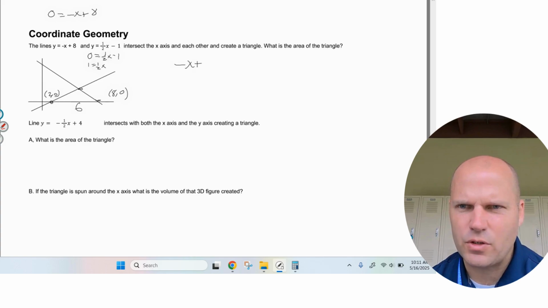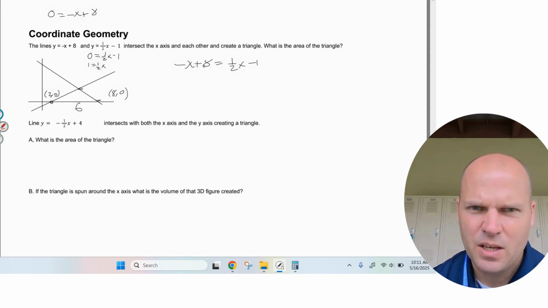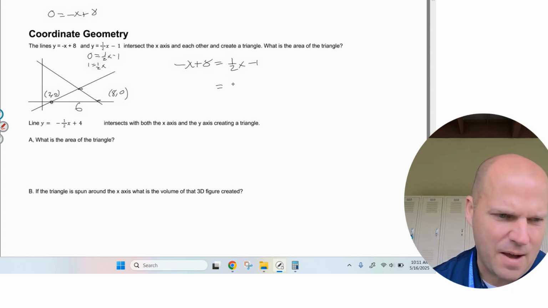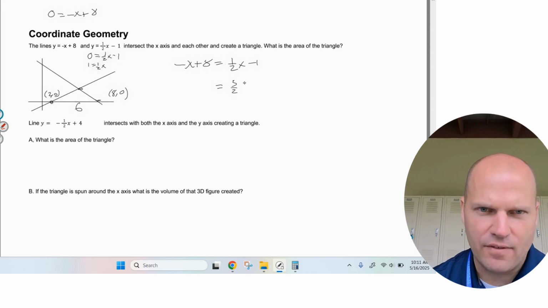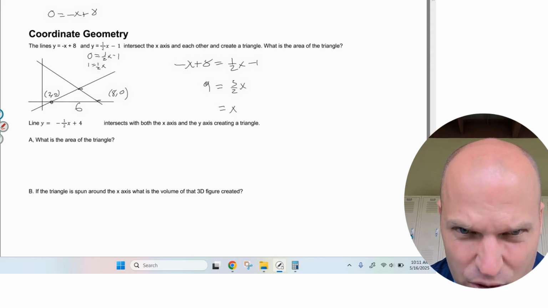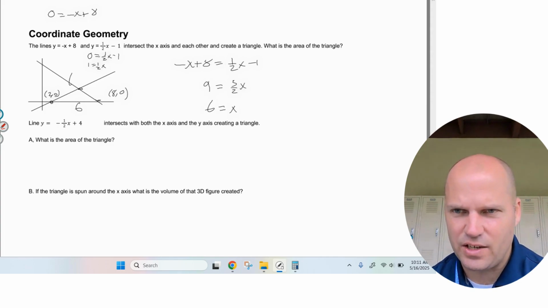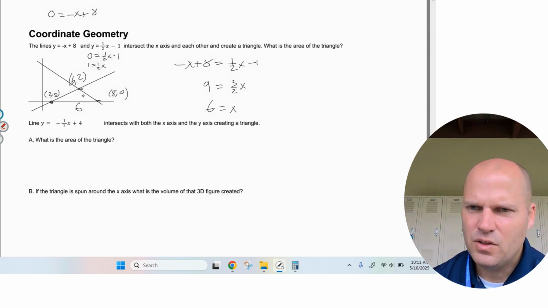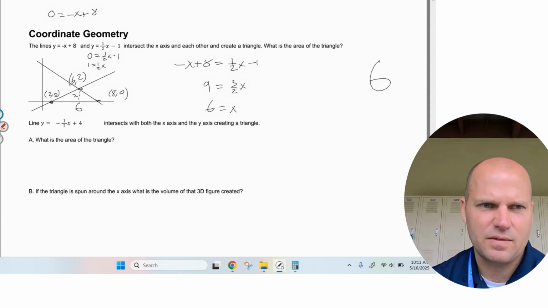And now I have to figure out where the two lines intersect each other. And oh boy, if you're in my class, we've been doing this a lot. I'm going to add 1x to half of x and get 3 halves of an x. I'm going to add 1 to get 9. I'm going to divide by 3 and multiply by 2. Dividing by 3 is 3, times 2 is 6. So this is 6. And if I plug in 6, I get 2. This height is 2. Half of the base times the height is 6.